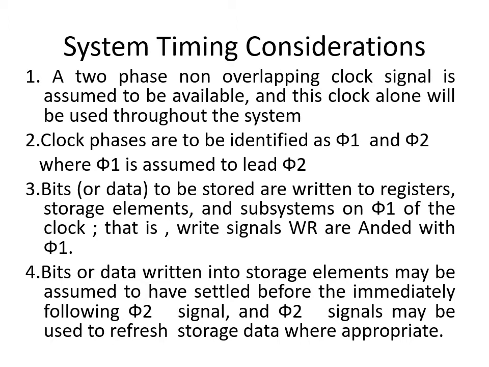Let us look into the system timing considerations. In every system, a two-phase non-overlapping clock signal is assumed to be available, and this clock signal alone will be used throughout the system. The clock phases are labeled as phi 1 and phi 2, where phi 1 is assumed to lead phi 2.